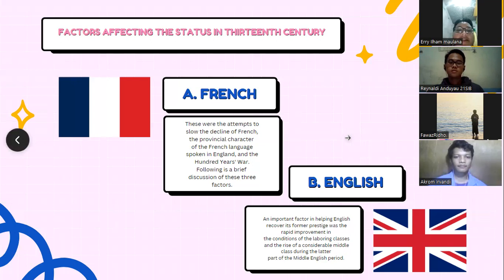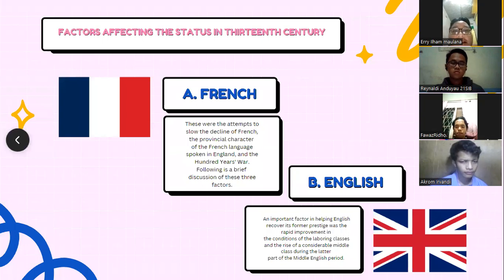Three, the Hundred Years' War. In contrast, following the Norman Conquest, the connection of England with the continent was broken. This was followed by conflict of interest and an increasing feeling of animosity that reached its highest point in a long period of hostility between England and France.